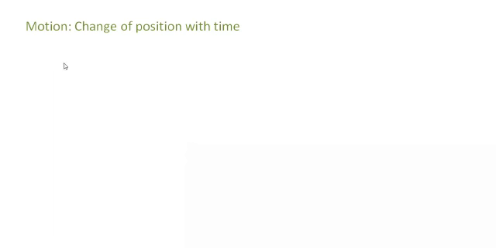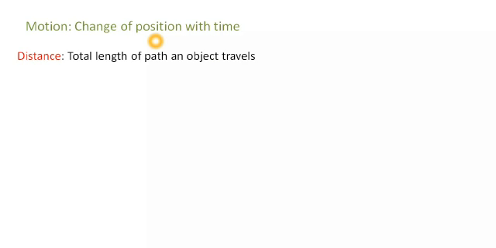Since you know motion is nothing but the change of position with time, right? So these two quantities will play an important role in describing the change of position, in describing the motion. And these two quantities are distance and displacement. Now let's see what is distance.